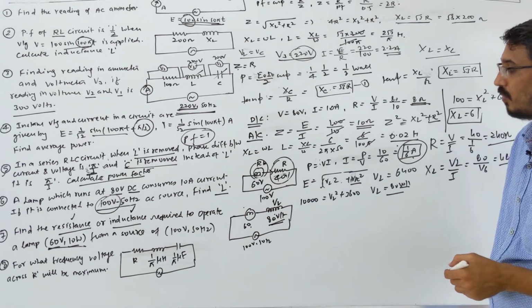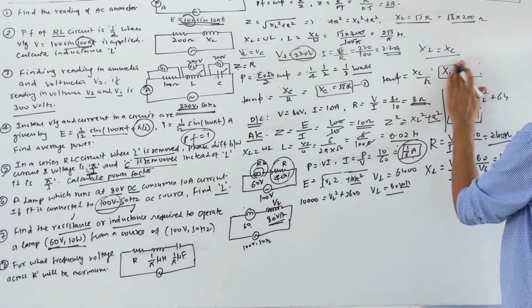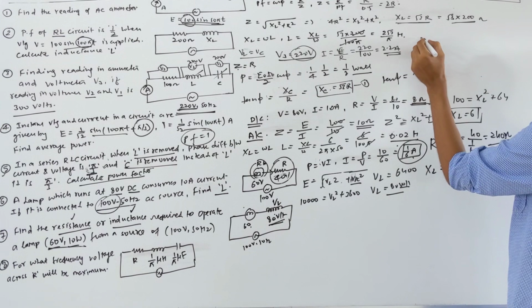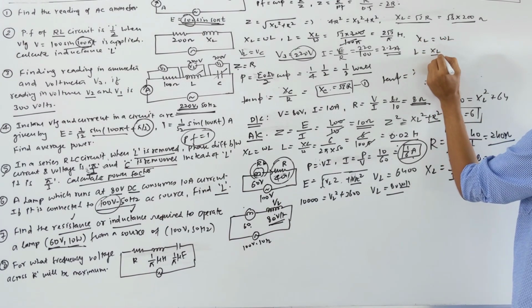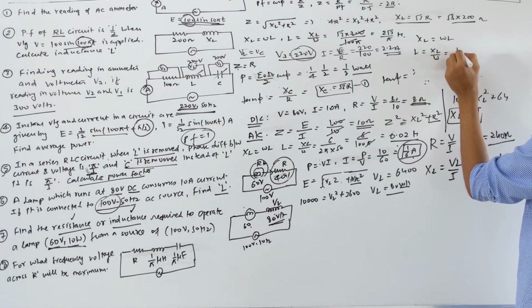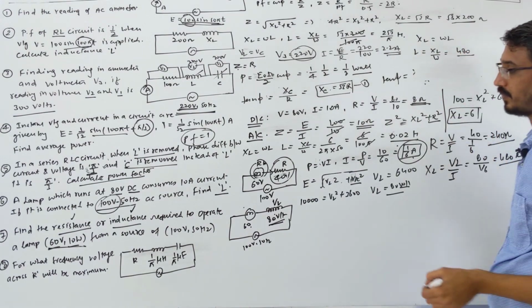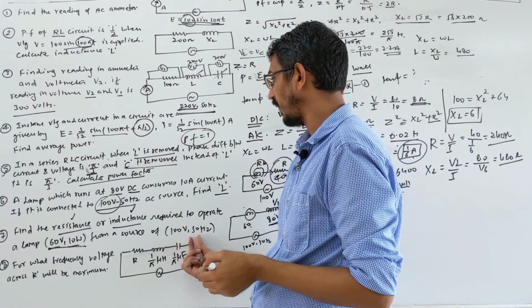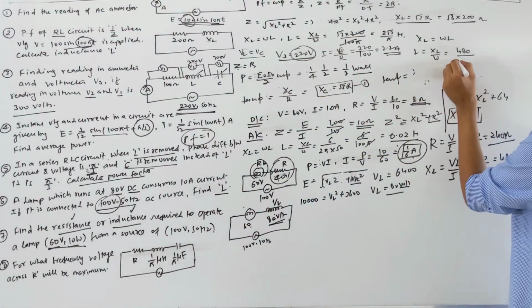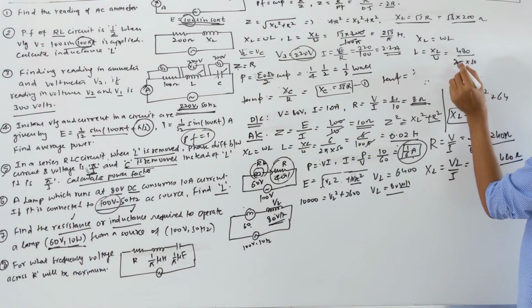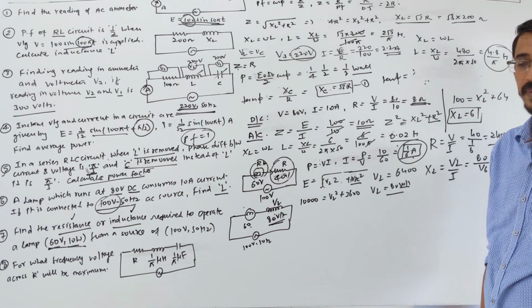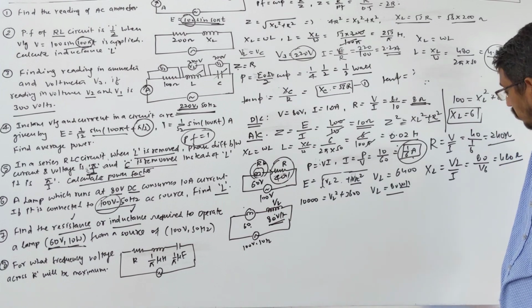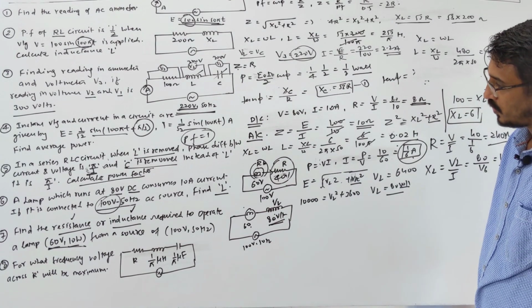We know XL now. We have to calculate L. Yes, we can calculate it easily. XL is omega into L, right? That is your L. L is XL by omega. XL is found 480 ohm. So how much frequency is given? 50 hertz. So omega is 2 pi into 50, so this becomes 100 pi. So L becomes 4.8 by pi Henry. Something like that the answer will be. Okay. There is one more question to go.